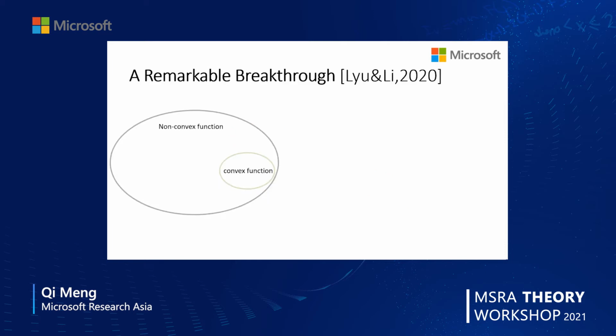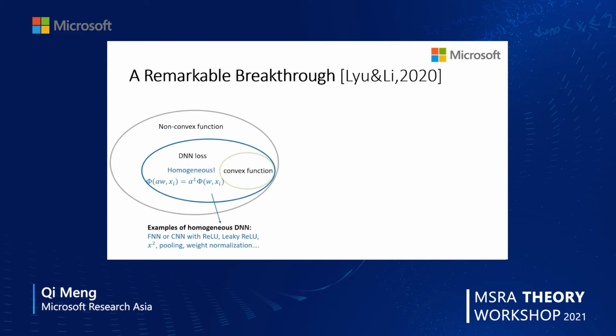Here I'd like to highlight a remarkable breakthrough, the work done by Lyu and Professor Li. They extend the theory to deep neural networks, but with a nice constraint: homogeneity. Homogeneity means that if we scale the parameters of the neural network by a scalar, its output will be scaled accordingly. Fortunately, many types of deep neural networks satisfy this property. For example, convolutional neural networks with ReLU or leaky ReLU activations, pooling, and weight normalization all satisfy homogeneity.